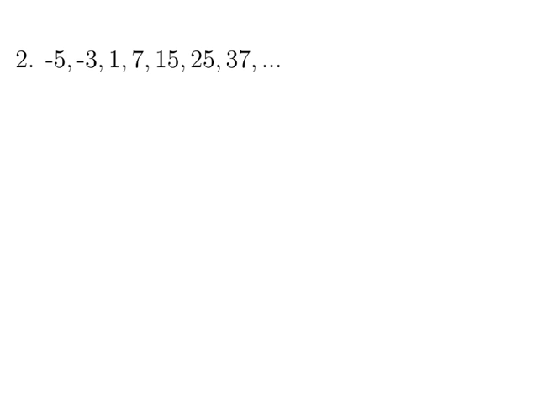For number 2, again, we have the same kind of problem. Let's start by taking the difference of adjacent numbers. Negative 3 minus negative 5 is a positive 2. 1 minus negative 3 is 4. 7 minus 1 is 6. 15 minus 7 is 8. 25 minus 15 is 10. 37 minus 25 is 12. And we can see the differences go 2, 4, 6, 8, 10, 12, which are the even numbers.